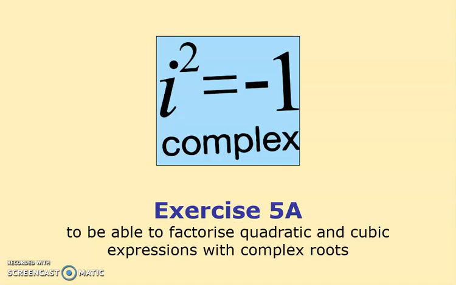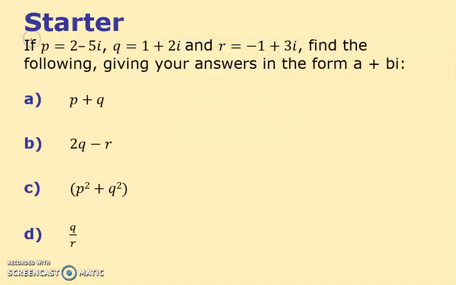Okay, this is Exercise 5A for Year 12 Further Maths, and it's factorising quadratic and cubic expressions which have complex roots. So it's where we're expecting to get some complex roots as part of our answers. A little starter for you: you've just got to do a bit of basic adding, subtracting and timesing. So see if you can do those.